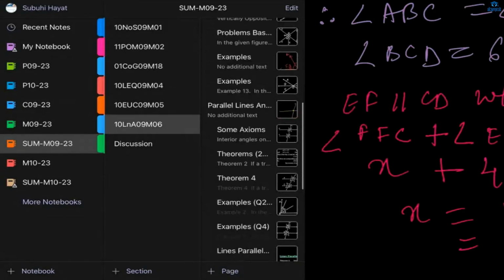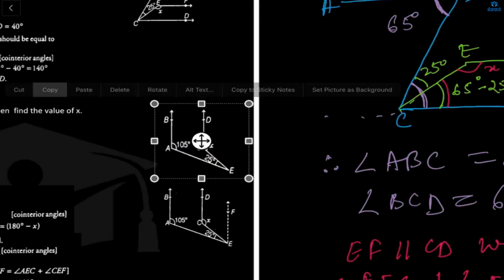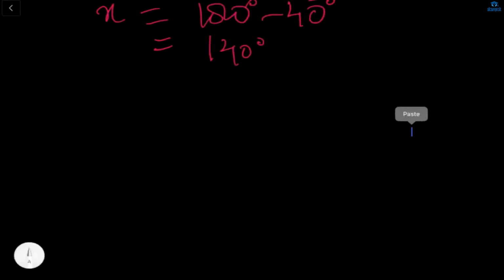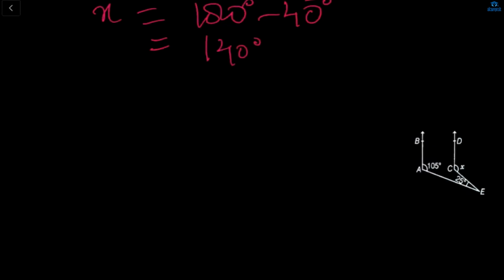Read the question. Now this is your diagram. It is given that AB is parallel to CD, and we have to find the value of X. How can we find the value of X if AB is parallel to CD? What can we do?